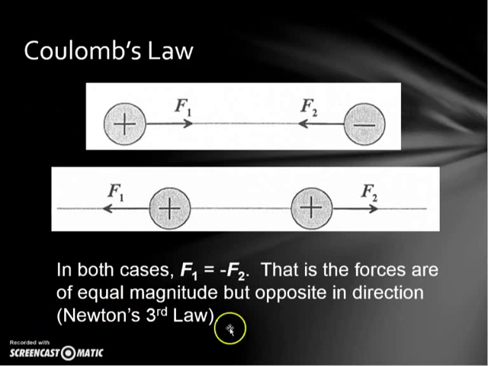If we look at it in terms of a picture, it looks like this. So we've got a positive charge and a negative charge. There's going to be an attraction along the centers of their mass into the middle there. And if we have this one, we've got two like charges and they're going to repel. So in both cases, F1 or force 1 is equal and opposite to force 2. So Newton's third law, equal and opposite forces.